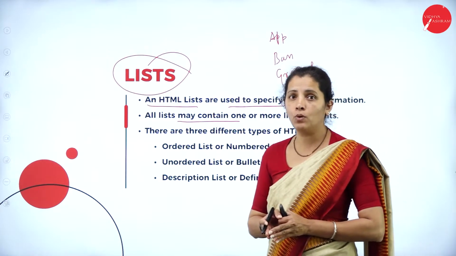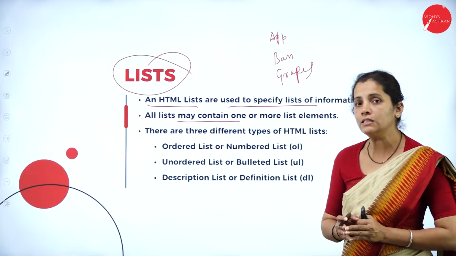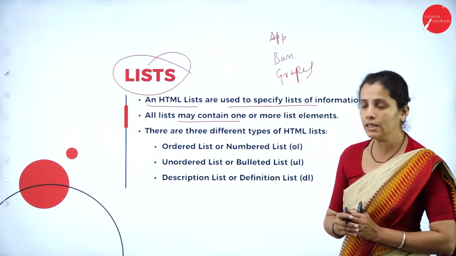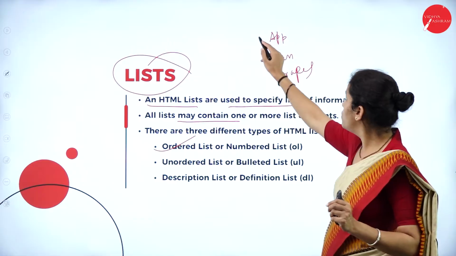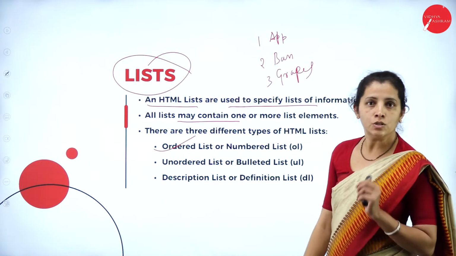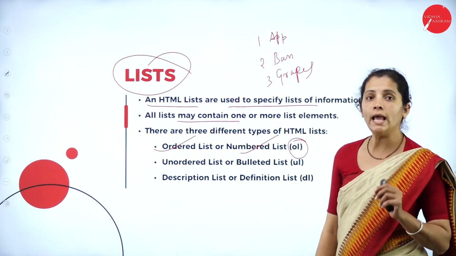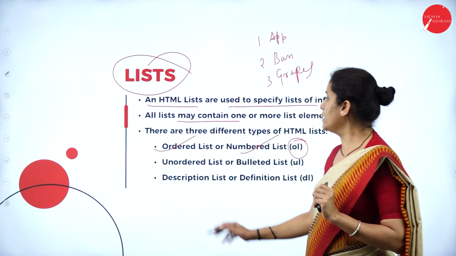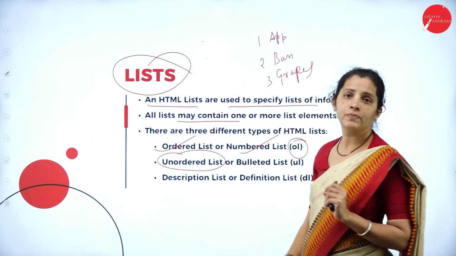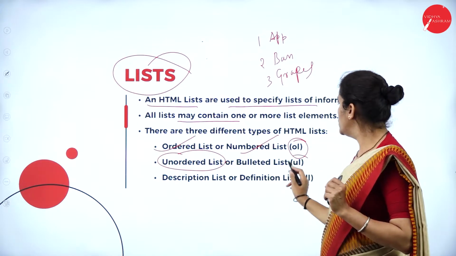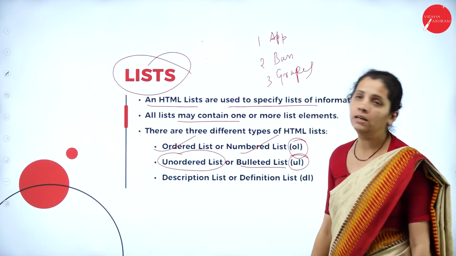And HTML supports 3 different types of list. Let's see what the 3 different types of list supported by HTML are. That is the ordered list. Ordered in the sense of what? Numbers, 1, 2 and 3. So it is a numbered list. What is the tag? OL. OL stands for ordered list. If I go with an unordered list, suppose I use bullets, then I'll go with UL. UL stands for unordered list. That is nothing but the bulleted list.